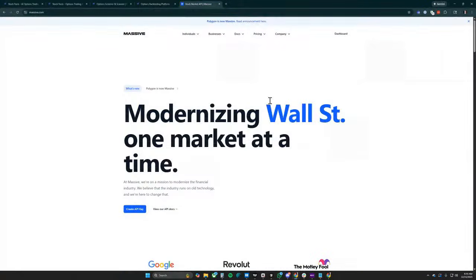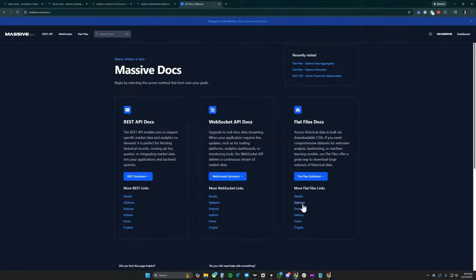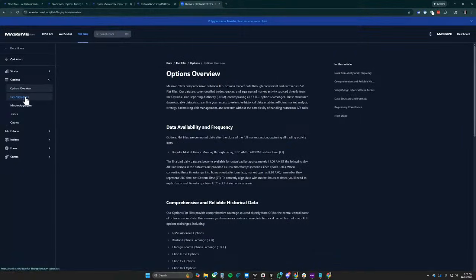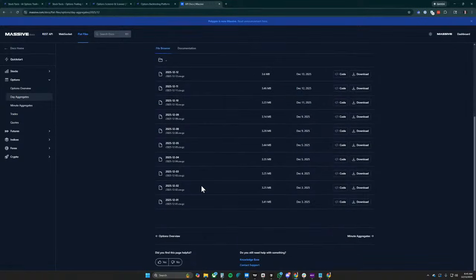My data source is actually super powerful, and they have something called flat files where you can go back in time. If I go to these day aggregates, they have every options contract price for every day of the week.